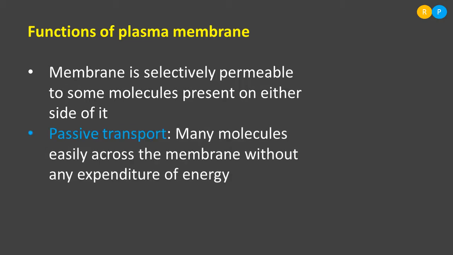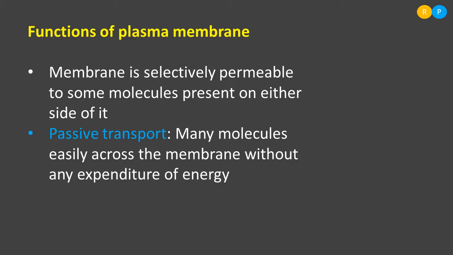Let us now understand what kind of transport takes place across the plasma membrane. Sometimes the transport of molecules takes place without any expenditure of energy. Without energy, the movement of molecules easily takes place across the plasma membrane. This kind of transport is called passive transport. Passive transport is the movement of molecules across the membrane without any expenditure of energy.